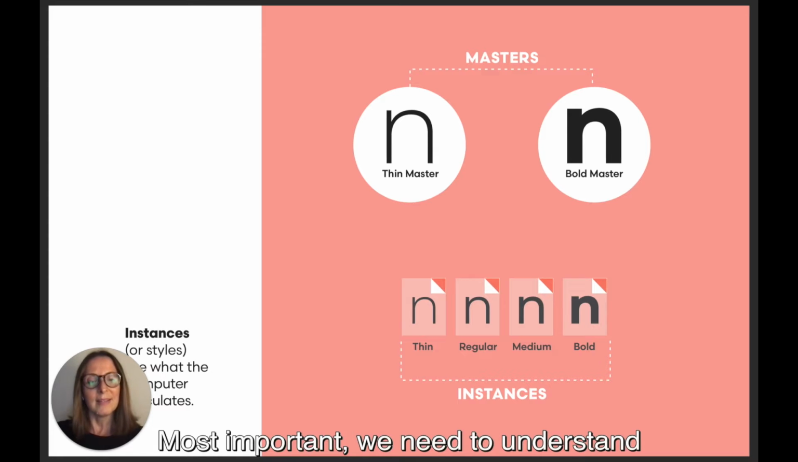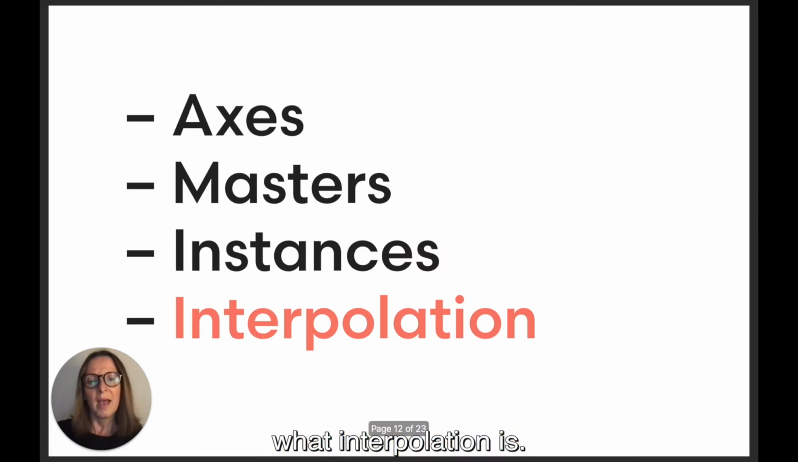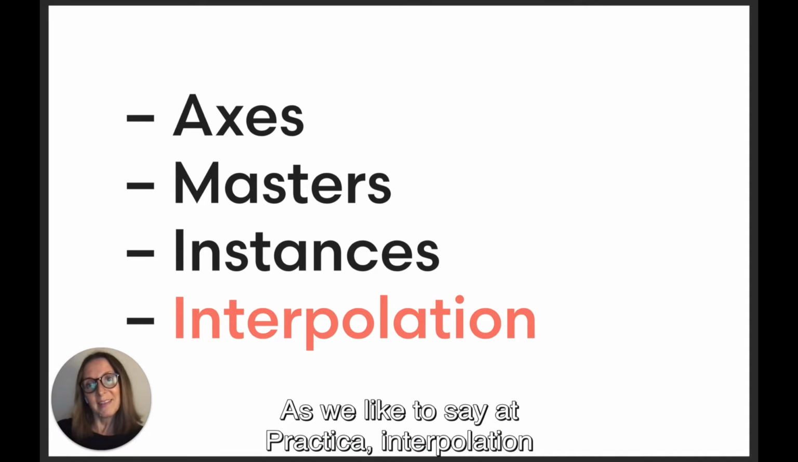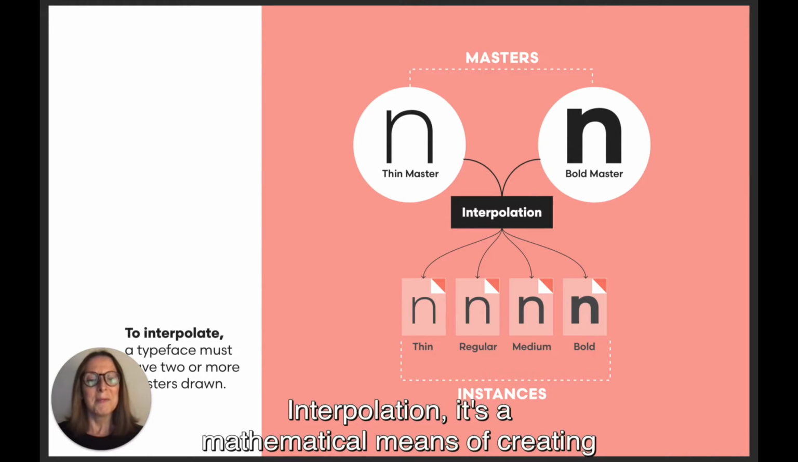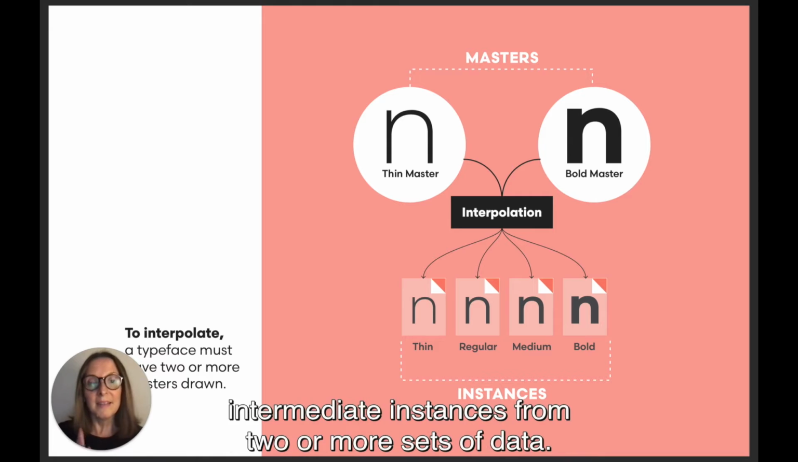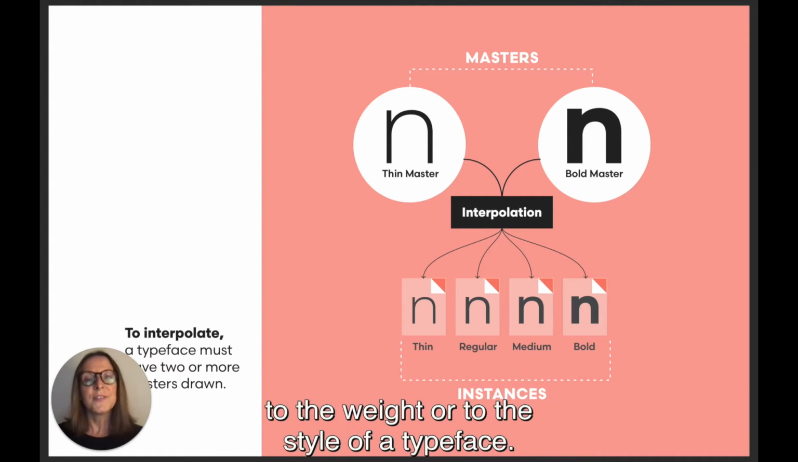Most importantly, we need to understand what interpolation is. As we like to say at Practica, interpolation is like magic, but for fonts. So interpolation is a mathematical means of creating intermediate instances from two or more sets of data. In this case, the data refers to the weight or to the style of a typeface.